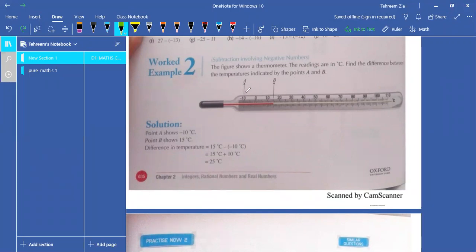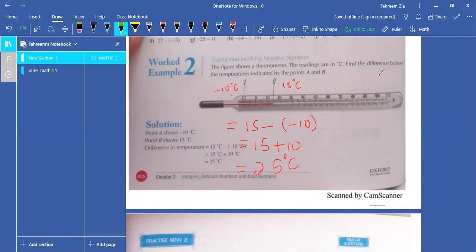At point A, the temperature is minus 10 degrees centigrade. At point B, the temperature is 15 degrees centigrade. So you need to find the difference between the temperatures. It would be 15 degrees centigrade minus minus 10 degrees centigrade. So what we are going to get is 15 plus 10, and it would be 25 degrees centigrade.